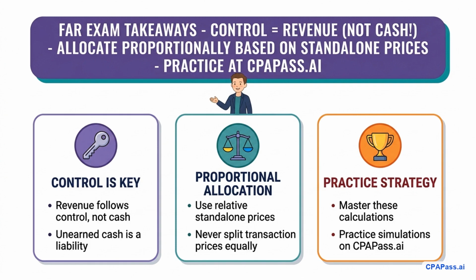Second, when dealing with bundled contracts, always allocate the transaction price proportionally based on relative standalone selling prices. Never split them equally. Master these calculations and avoid these common examiner traps to secure easy points on your exam.